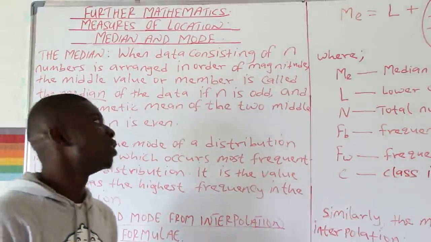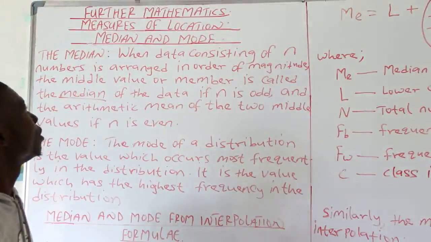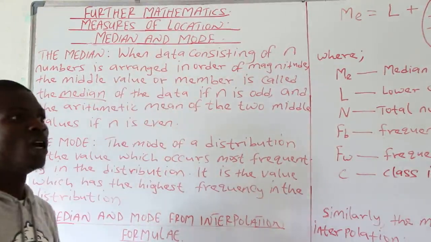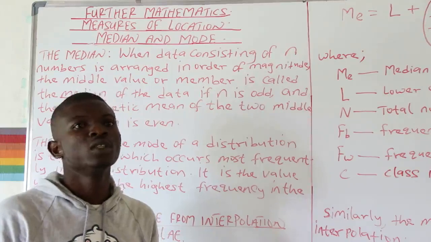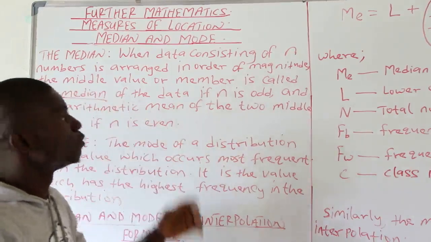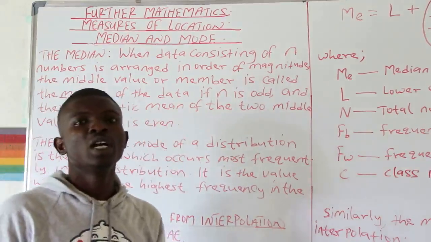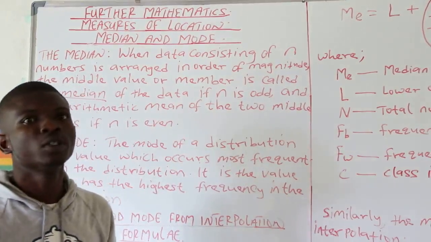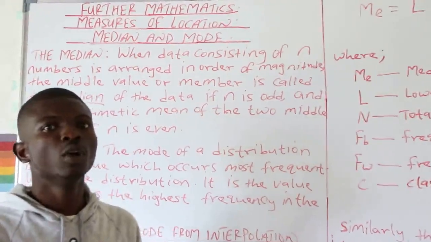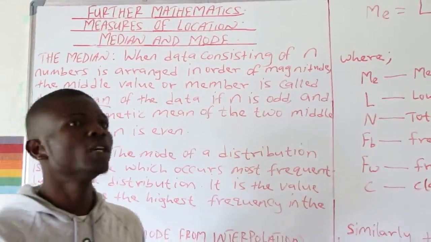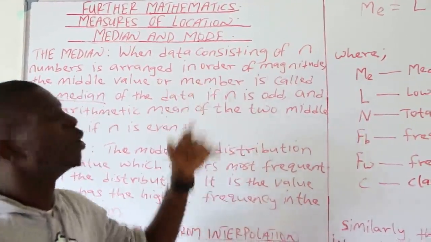Good day, viewers. Our subject for today is further mathematics, and our topic is measures of location. In our previous lesson, we started this topic, and we said we have three forms of measures of location. We have the mean, we have the median, and we have the mode.